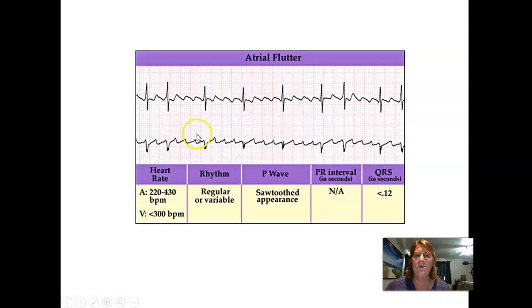This is in lead 2. This is in a modified chest lead 1. Same rhythm. I've got an irregular rhythm for this one. So those other examples I looked at, R to R was regular, meaning that the flutter waves were dropping a beat at a very consistent pattern.